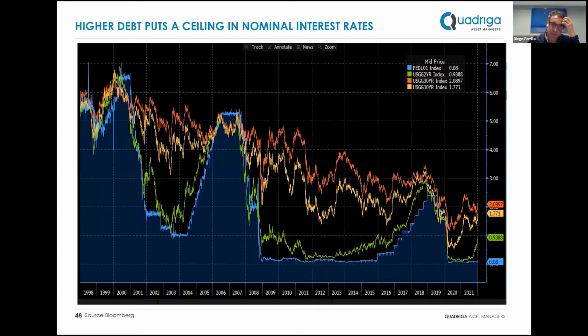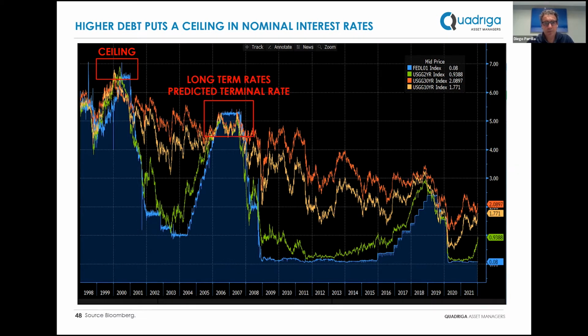This graph complements the previous one because it gives you one more dimension. It's not just looking at short-term rates, Fed funds. It also looks at long-term rates. And what is interesting for me is that when you look at the good old days, you had short-term rates and long-term rates, where long-term rates were in some ways acting as a predictor of where the cycle would end up.